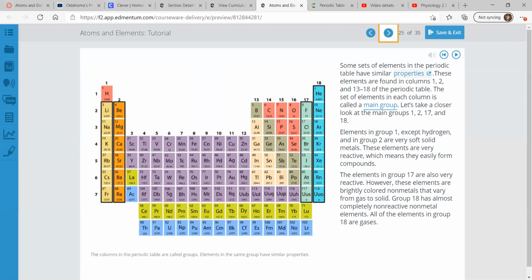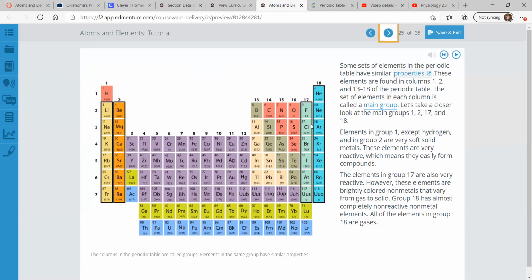Elements in group 1 except hydrogen, and in group 2 are very soft, solid metals. These elements are very reactive. That means they easily form compounds with other elements. They're very eager to fill their electron shell. So we have lithium, sodium, potassium, we have beryllium, magnesium, calcium, in those first two groups.